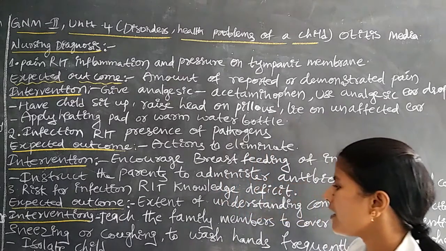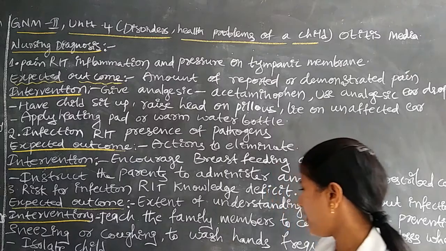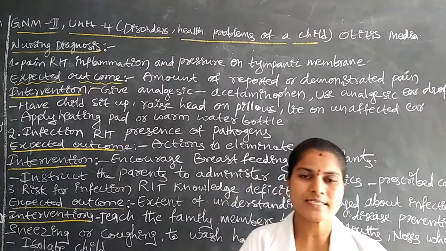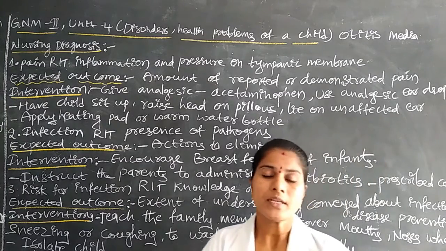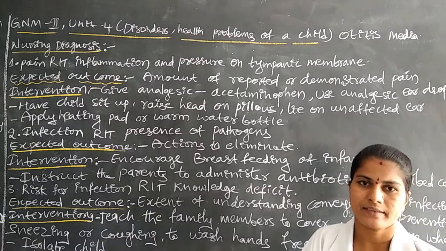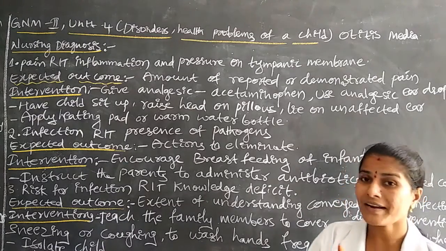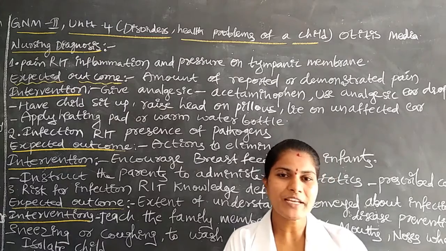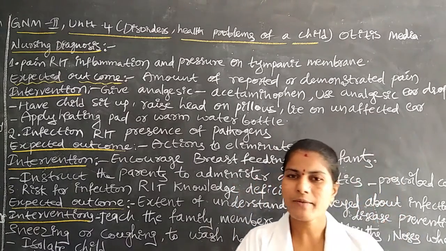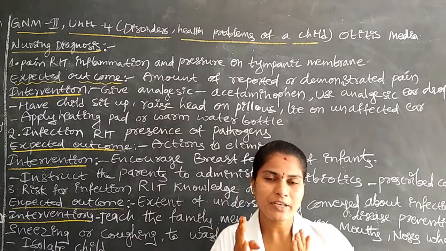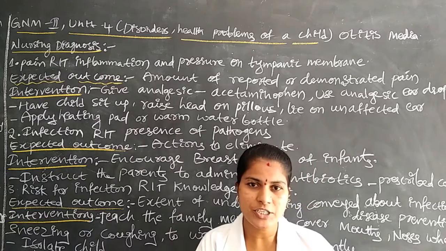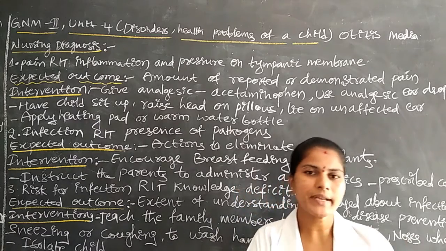Next one is the elimination of upper respiratory tract irritants. Due to some dust or smoking, the child may get infections like ear infection. One reason is that a throat infection will easily spread to an ear infection. Why? Because between the throat and the ears there is one tube, the Eustachian tube, for communication of the throat and ears.